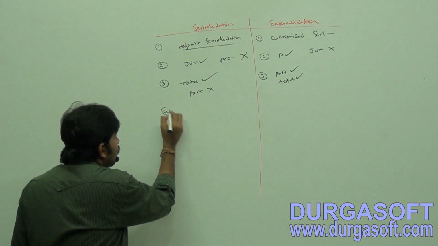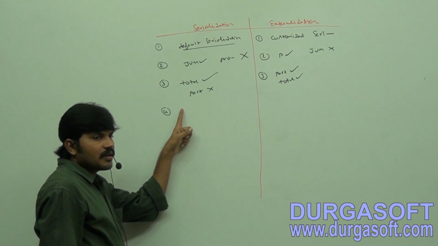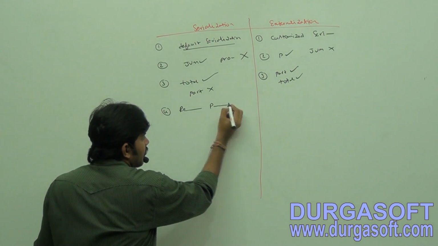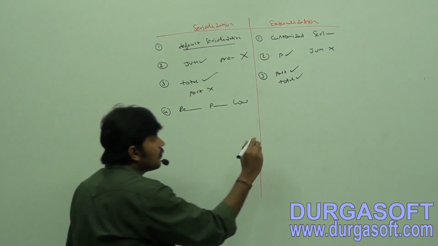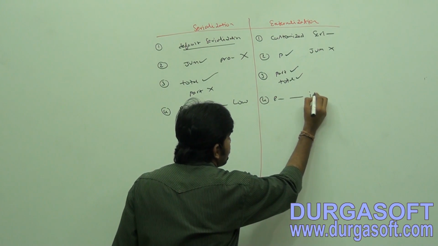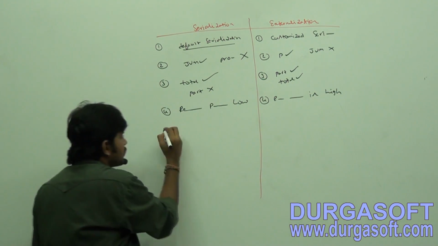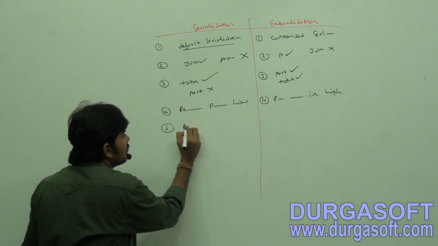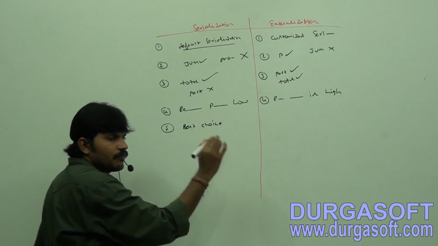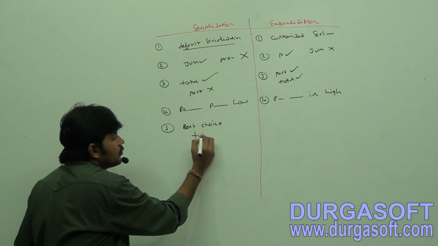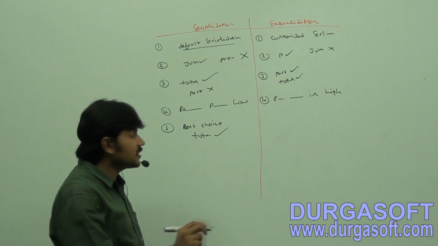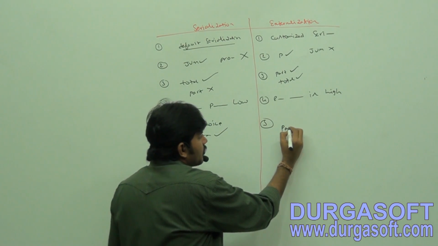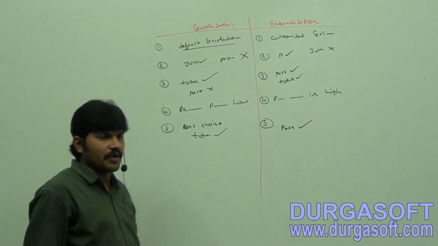Okay. Now the fourth one. Can you tell, relatively, is performance low or high? In serialization, performance is low. But in externalization, relatively performance is high. Next, serialization is the best choice if you want to save the total object to the file. Are you getting? Externalization is the best choice if you want to save part of the object to the file.